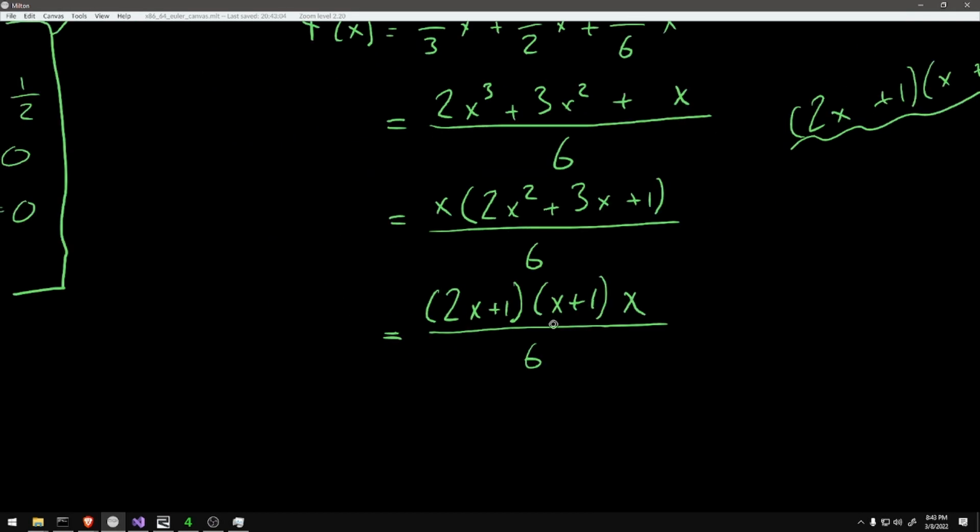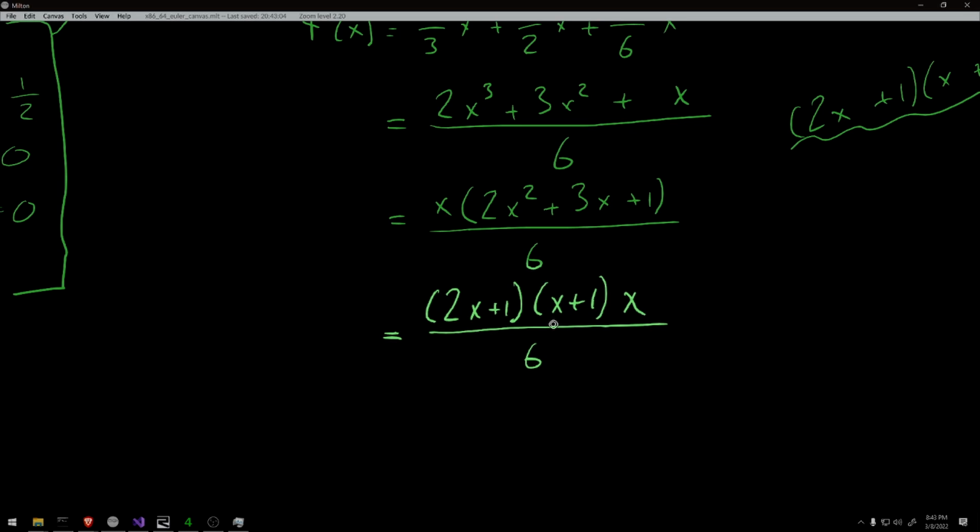So with some algebra work, we come up with this closed form formula for our sum of squares function. And now we just have to go and implement that in assembly, and we have solved the problem.